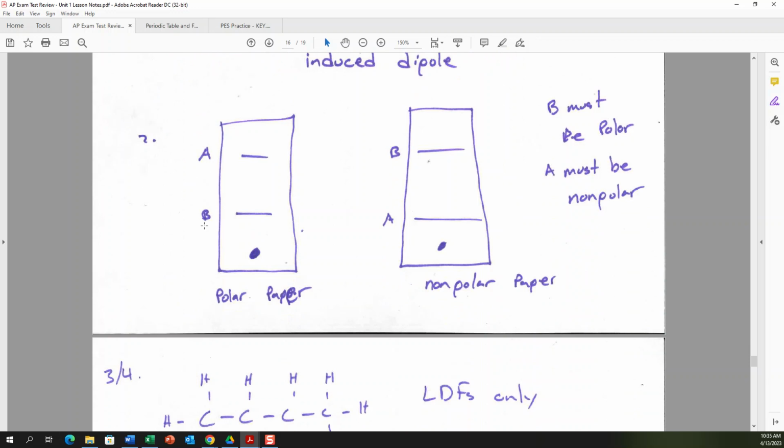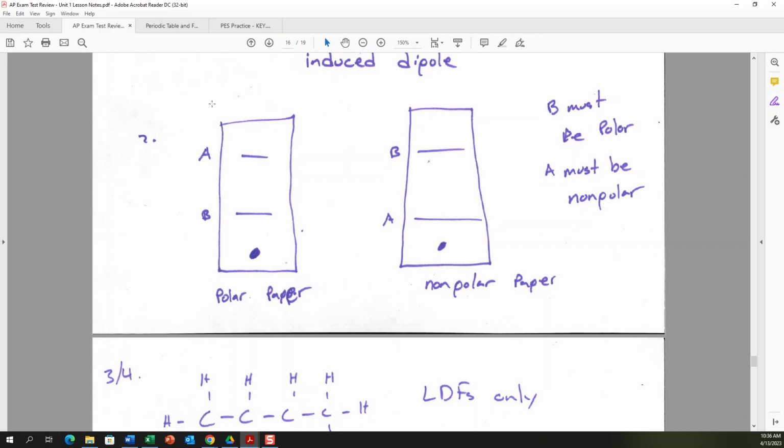And so intermolecular forces correspond to chromatography. Remember, chromatography is a way to separate mixtures based on how fast they move through a medium. The speed at which they move through the medium is going to depend on how much they interact with the medium. If they don't interact with the medium at all, they're going to move fast through the medium. If they're interacting with the medium a lot, then they're going to move slow through the medium.